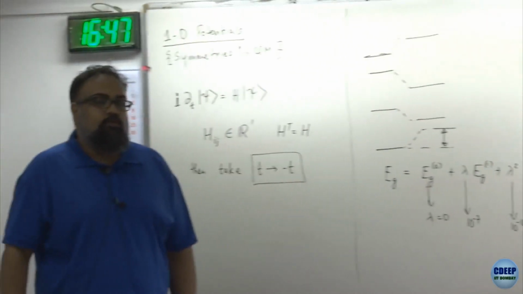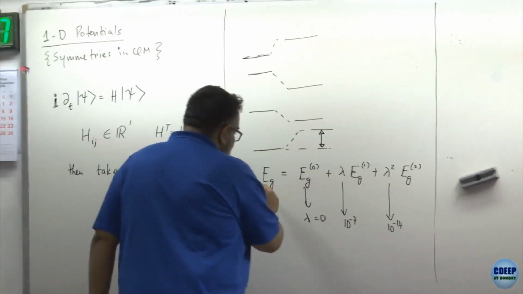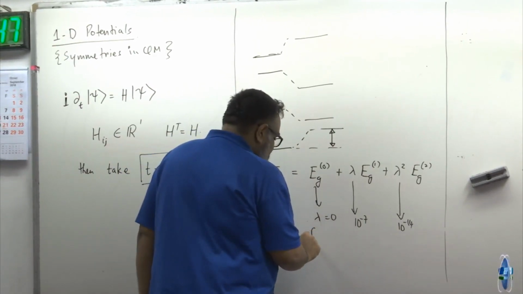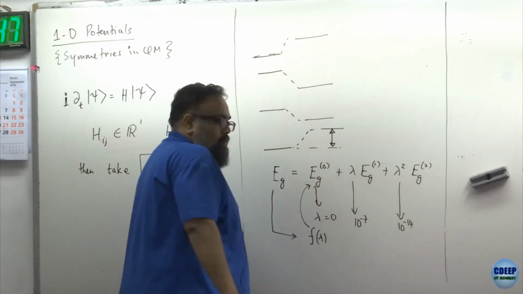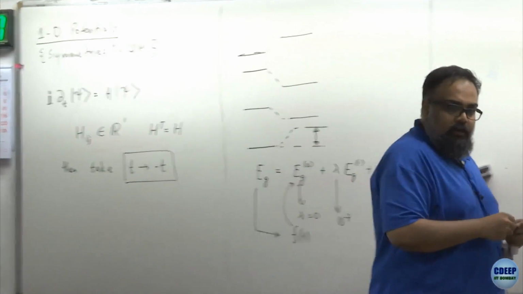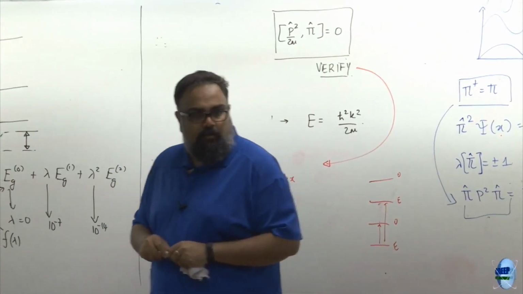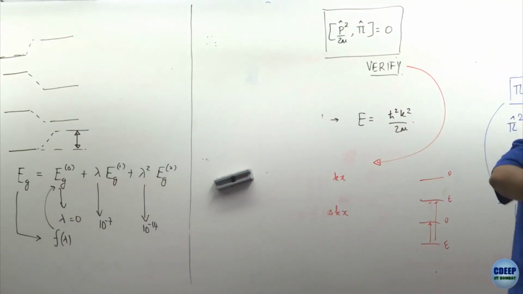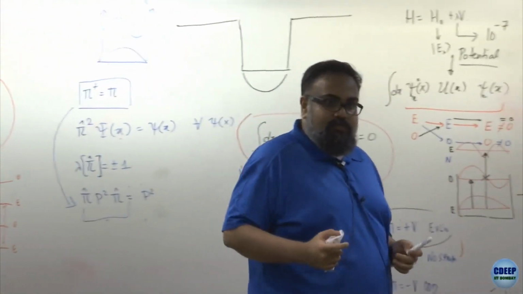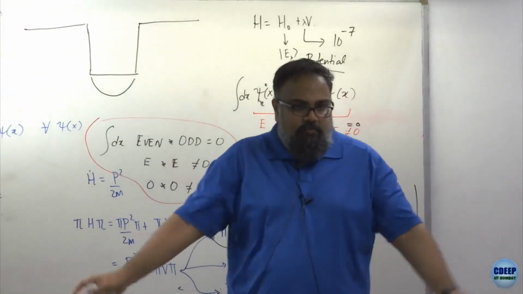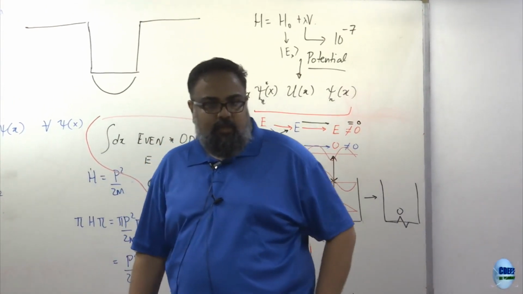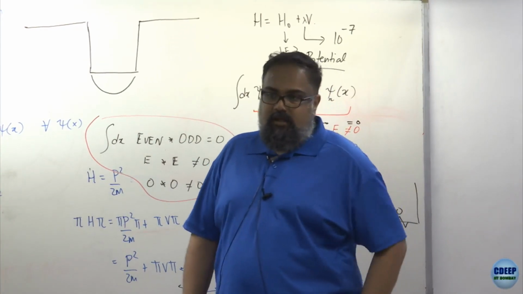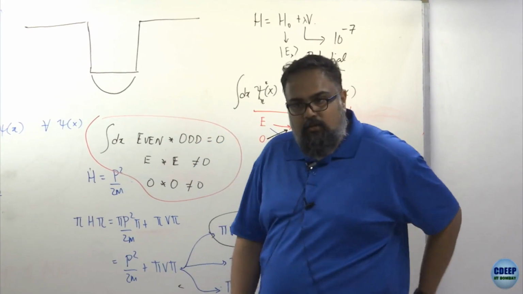So what I'm saying is this EG, which is the energy of this entire thing, is some complicated function of lambda, and I'm just expanding it out. Why is it a complicated function of lambda? Because you have to evolve the quantum state and rediagonalize it. When you rediagonalize the quantum state in terms of the old basis, you can get something complicated. If this is not clear to you, then I invite you to just wait for perturbation theory.